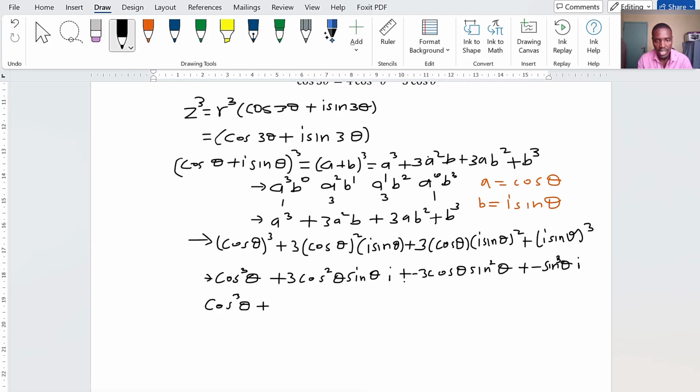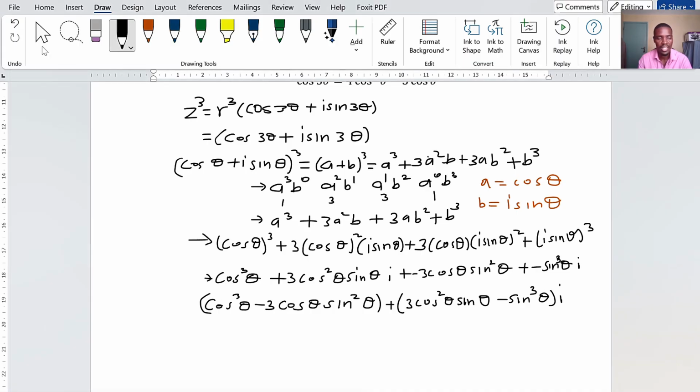So we have cos cubed theta, and the other real part is this. So it is a minus, so minus 3 cos theta sine squared theta. This is the real part. Now, plus the imaginary part, the first part is 3 cos squared theta sine theta, then minus sine cubed theta, and the whole thing into i.